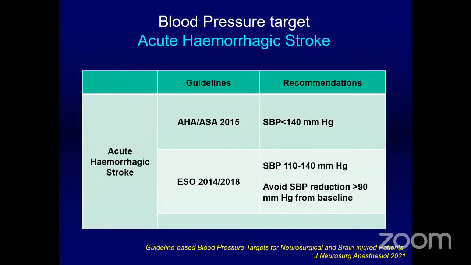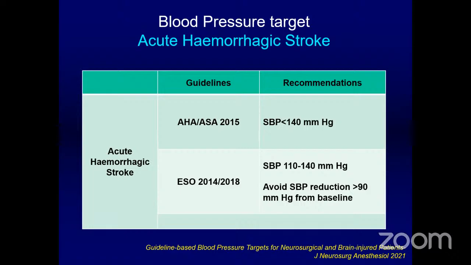So look at this chart which talks about the different guidelines. You had 2014 from the European Society, you had AHA in 2015, then you had the European Society again revising in 2018. So the clear recommendation is that for patients with acute hemorrhagic stroke, the systolic blood pressure should be maintained to less than 140. Whereas if you follow the European Society, the systolic blood pressure can be maintained between 110 to 140, obviously with the previous studies that were taken into reference.